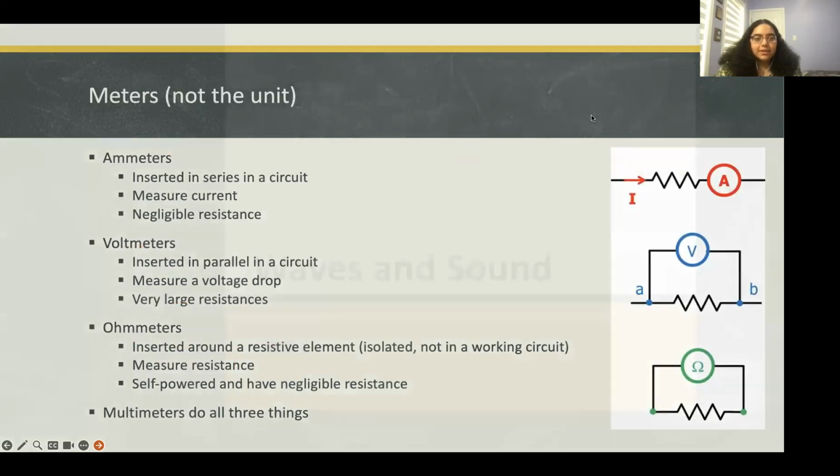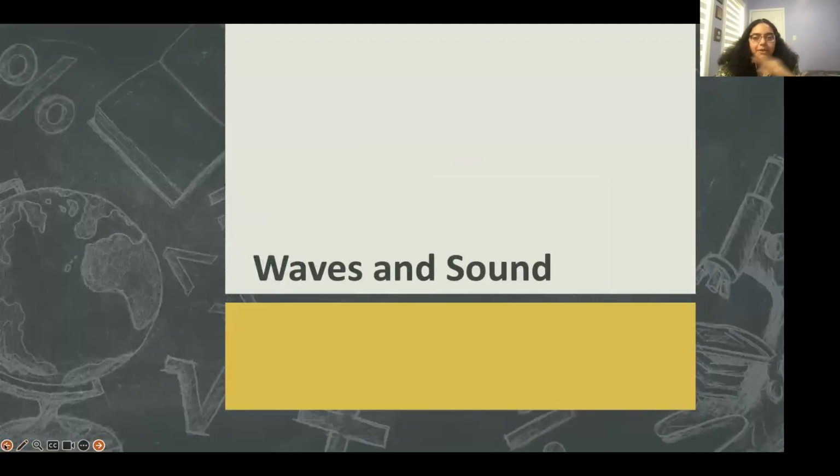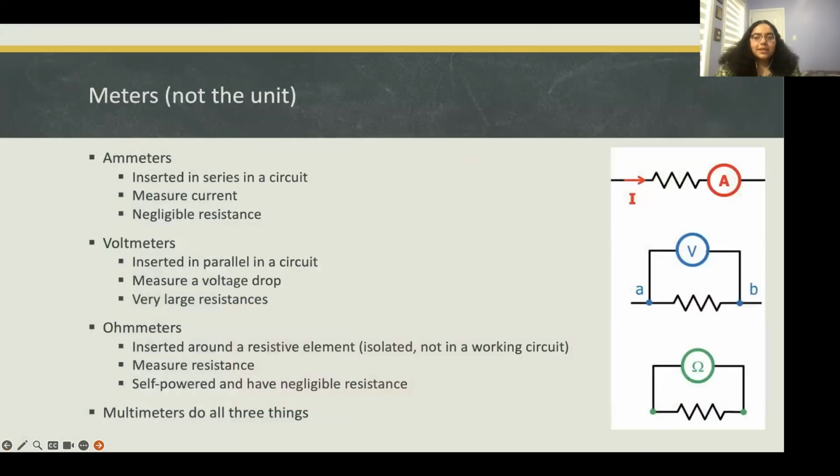Last thing, I think this is the last thing before we cut off here and put the rest in part 2. Last thing is meters, not the unit, but the way you can measure. Sometimes they'll ask you about measuring things within a circuit, and this is the difference between the 3. In real life, you're probably going to be using multimeters. You might have used them in Physics 2 lab, where you can just turn the dial and measure everything with the same meter. But if they were to be separate, an ammeter measures current, like amperes, and it's inserted in series.